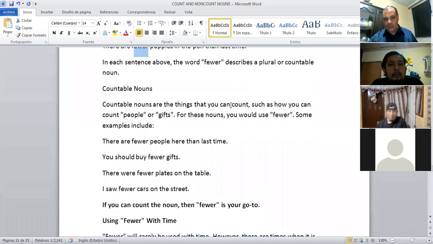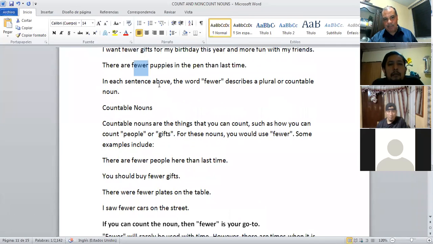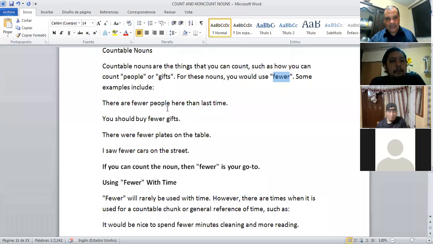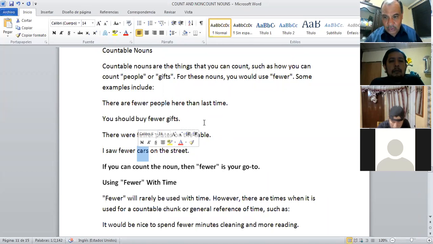Countable nouns are the things that you can count, such as you can count people, you can count gifts, you can count puppies. For these nouns, you will use fewer. Okay, some examples. There are fewer people. You should buy fewer gifts. There were fewer plates. I saw fewer cars. You see, all these are plural countable nouns. And therefore, y por eso, I have to use fewer.